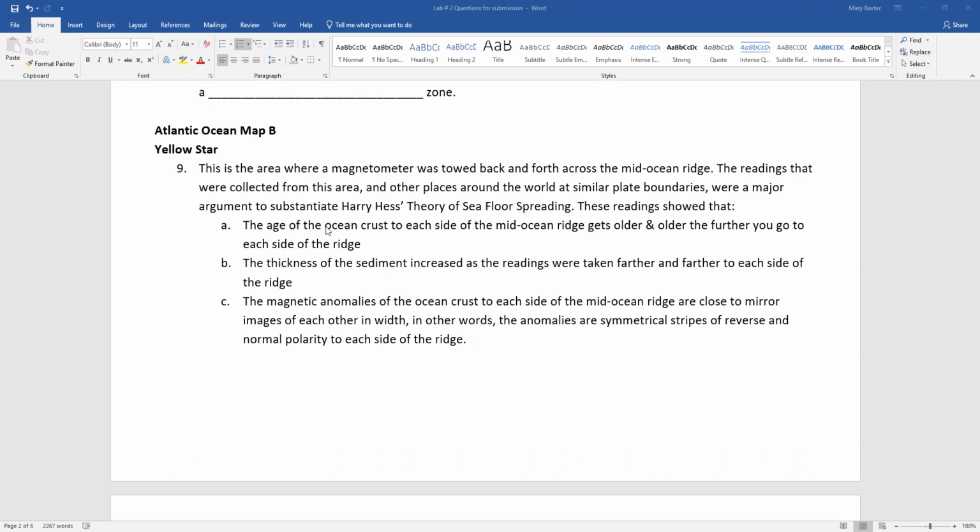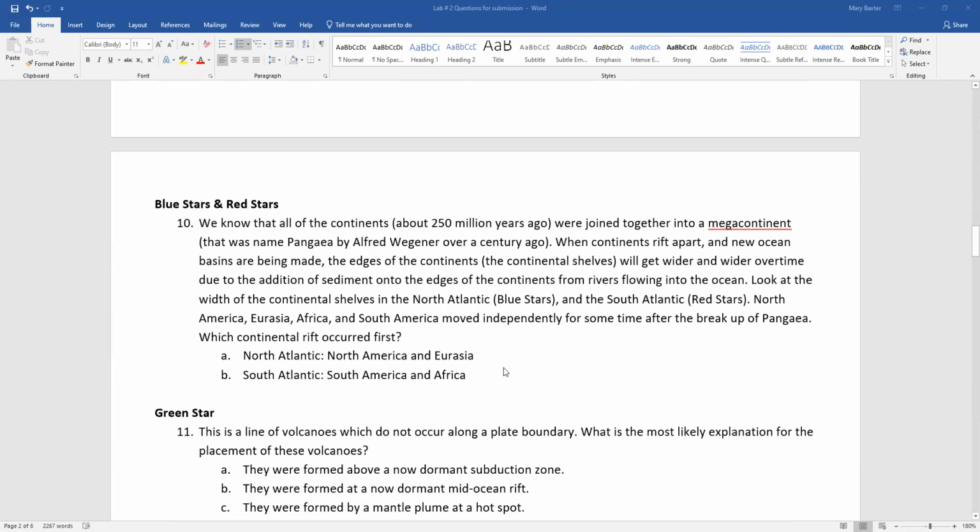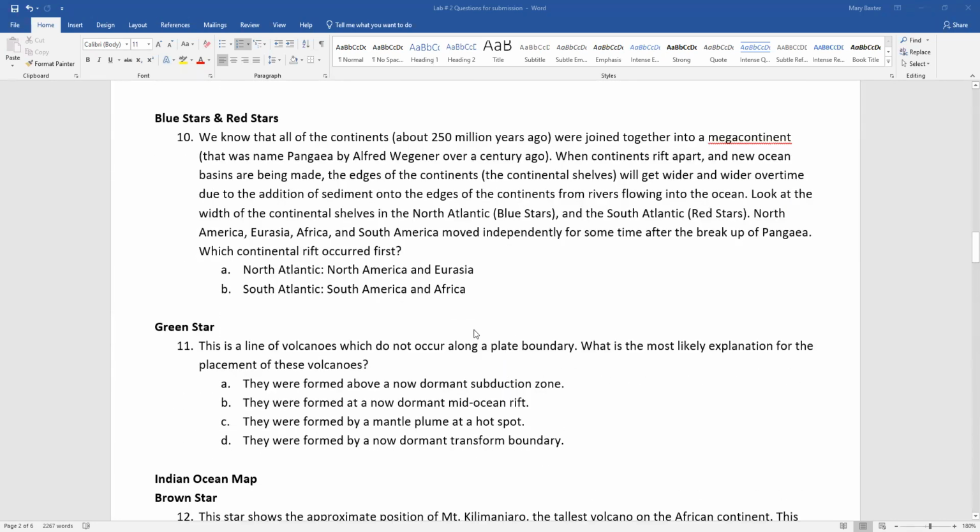Okay, is it that the age of the crust to each side of the mid-ocean ridge gets older and older the further you go to each side of the ridge? Is it that the thickness of the sediment increased as the readings were taken farther and farther to each side of the ridge? Or was it that the magnetic anomalies of the ocean crust to each side of the mid-ocean ridge are close to mirror images of each other in width? In other words, the anomalies are symmetrical stripes of reverse and normal polarity to each side of the ridge. I would think that one would be obvious. Hope.